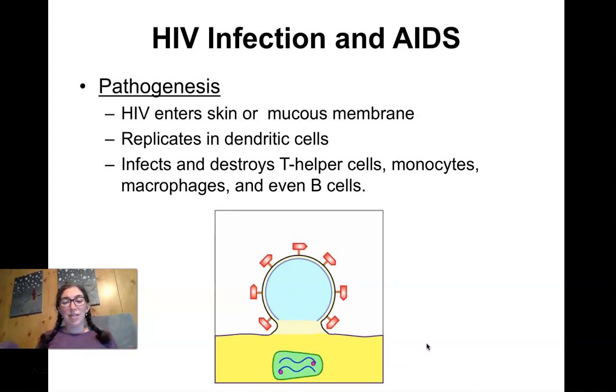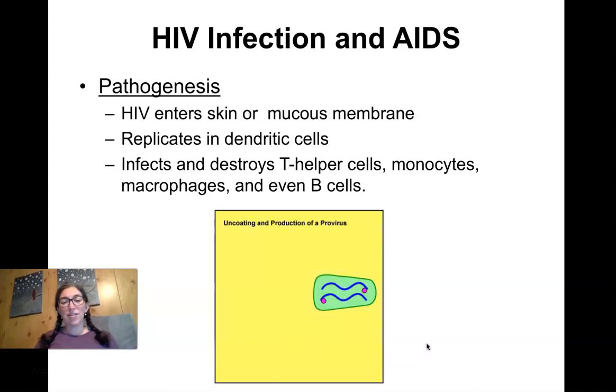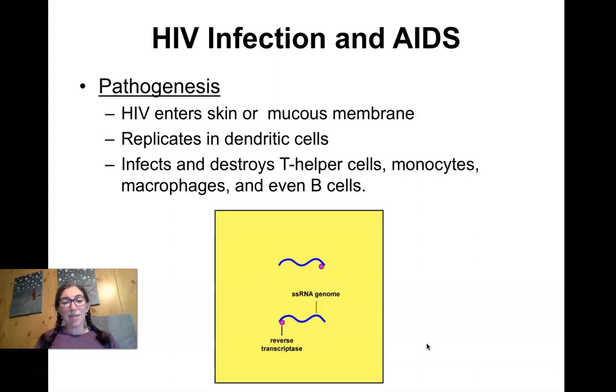The capsid dissociates and releases, or that's the envelope fusing. So that's the nucleocapsid right there, the capsid going in. And now you're going to have uncoating. The capsid opens up and releases the viral RNA, and the little pink dot is the reverse transcriptase enzyme that's going to turn that RNA into DNA.